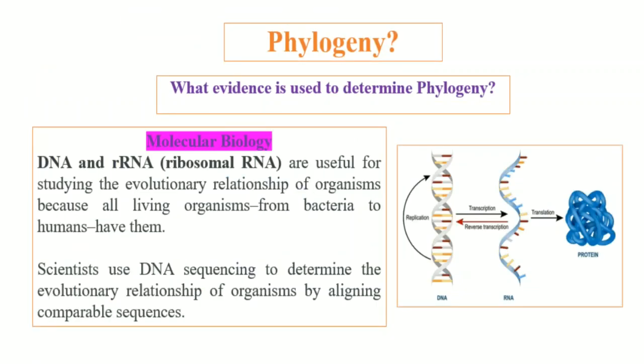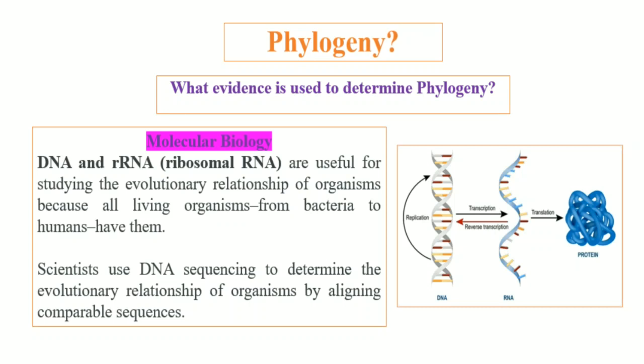Next is molecular biology. Molecular biology, as you all know, that DNA and ribosomal RNA are basically used for studying the evolutionary relationships of organisms. So these are the macromolecules that are possessed by every group of organism, from the simplest to the most complex, from bacteria to humans. So ribosomal RNAs are basically used to study the phylogenetic history of any group of organisms.